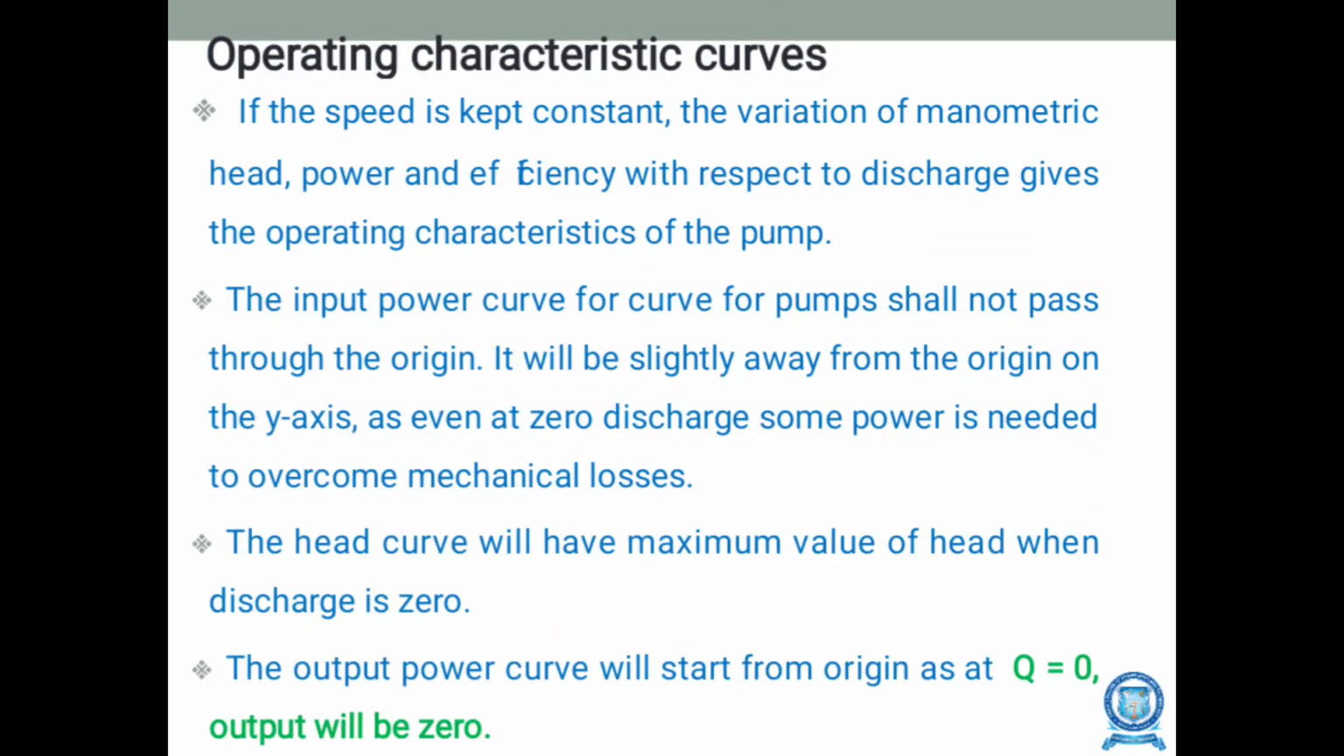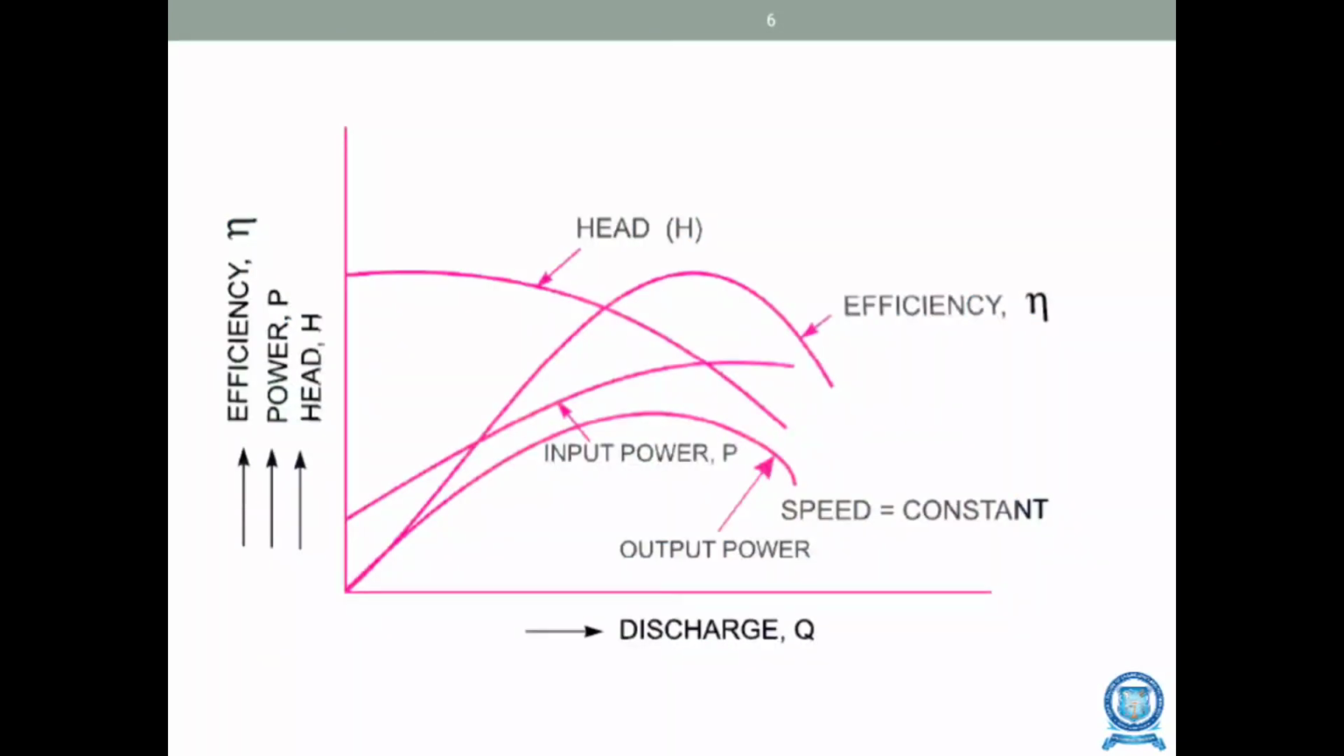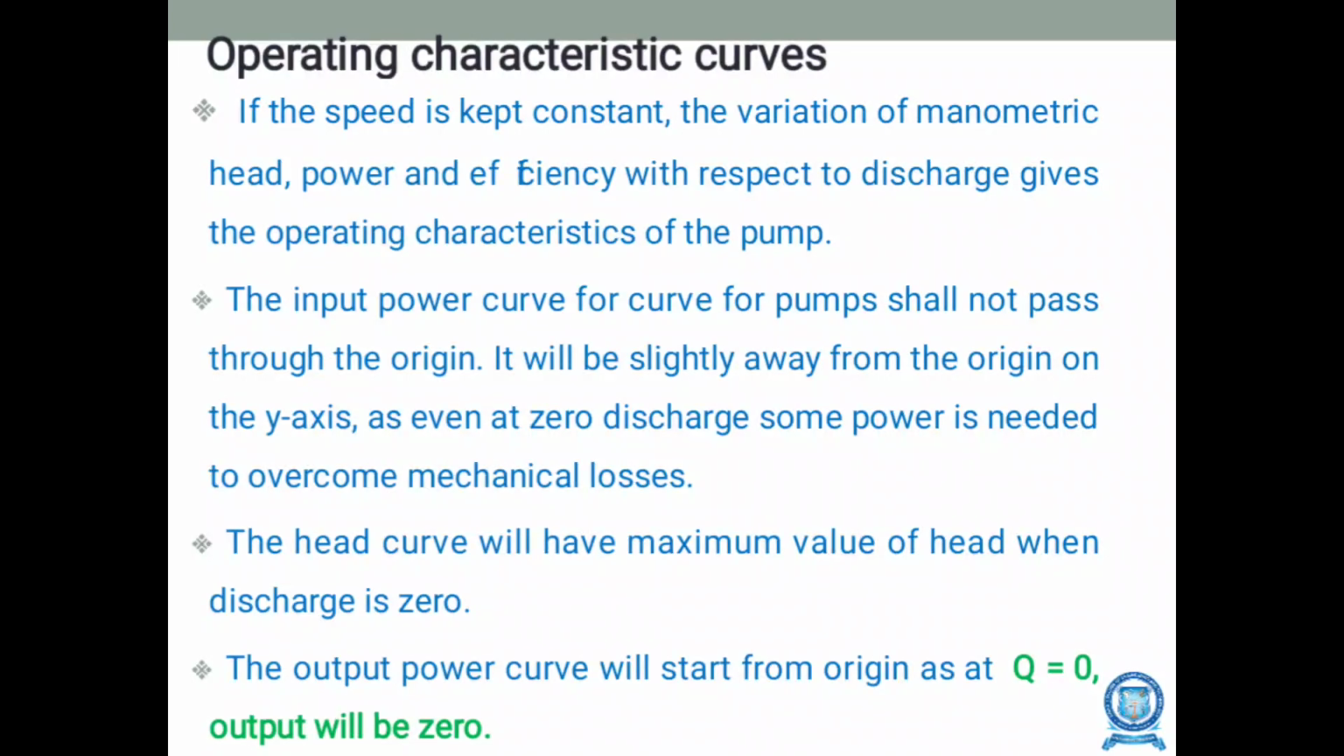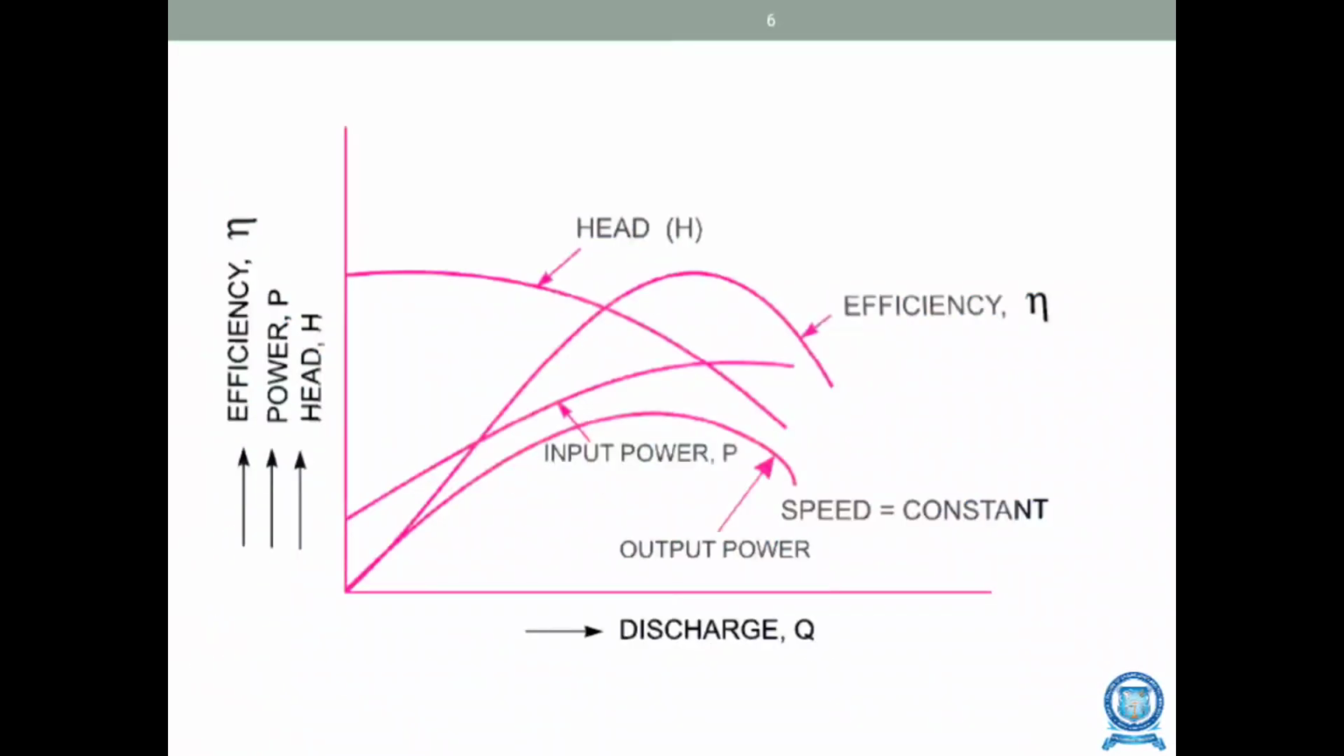So you can see these operating characteristics. With this operating characteristic curve we can learn how it is performing at various pressures and various heads. You can see that the input power curve shall not pass through the origin. It will be slightly away from the origin. Even at zero discharge some power is needed, because we have to start the pump, right?